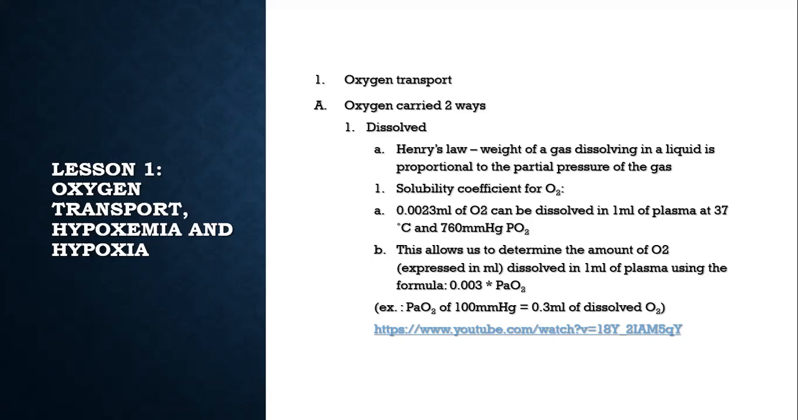You don't have to remember this whole thing here, but it's just saying that 0.0023 milliliters of oxygen can be dissolved in 1 ml of plasma at 37 degrees Celsius and a barometric pressure of 760 millimeters of mercury, mmHg. Why is 37 significant? Because that's normal body temperature, okay?